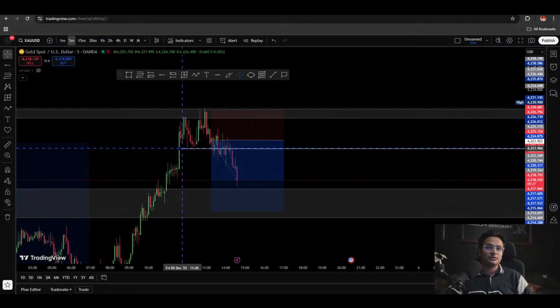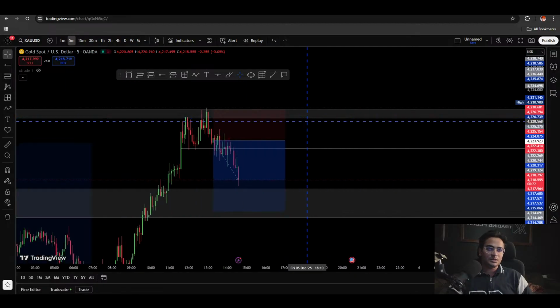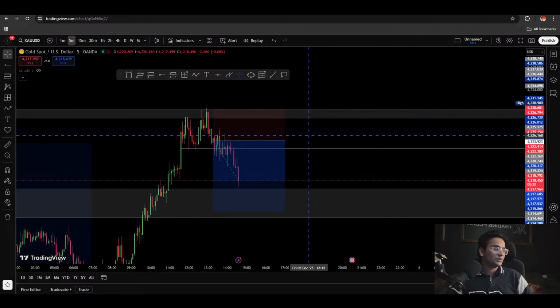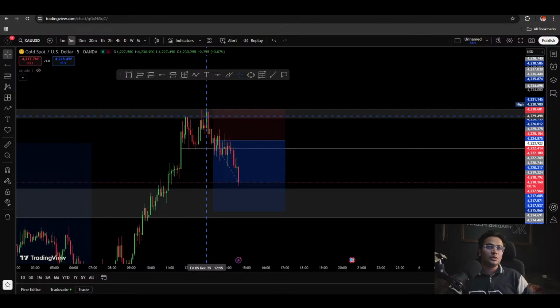I knew that price is moving up. We are approaching a strong level. So I took a sell based on that. I just waited for price to start rejecting this level. So I see that we had rejections here. We had 1, 2, and 3.